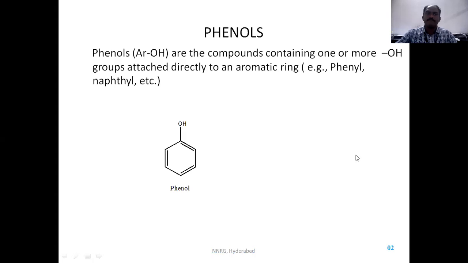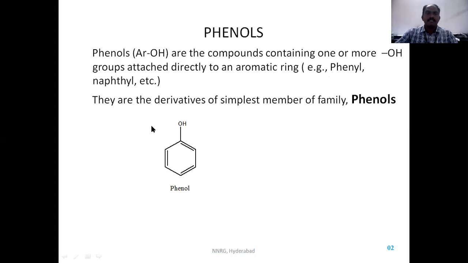Coming to the topic, phenols are aromatic compounds which contain one or more hydroxy groups directly attached to the aromatic ring. It may be attached to the phenyl group, it may be attached to the naphthyl group, any. So they are the simplest derivatives of the family called phenols.